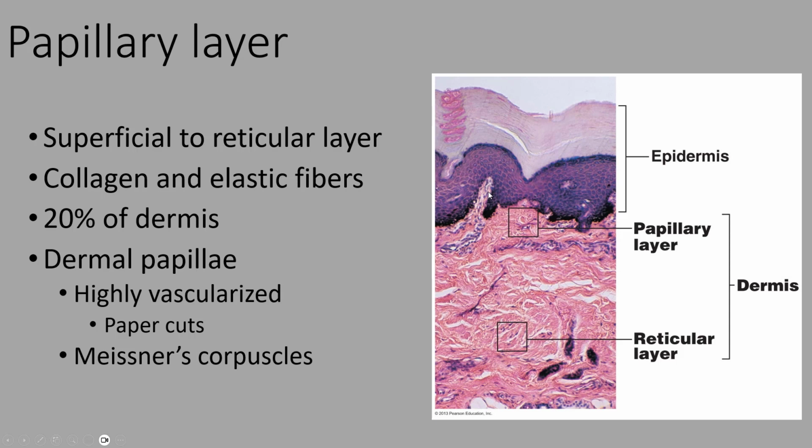Now, in these dermal papillae, we will also find things called Meissner's corpuscles. Meissner's corpuscles, they are a specific type of nerve ending that are responsible for detecting light touch. So if you just barely touch the surface of your skin, you can still feel it, and that's because of those Meissner's corpuscles. It doesn't take a lot to feel it.